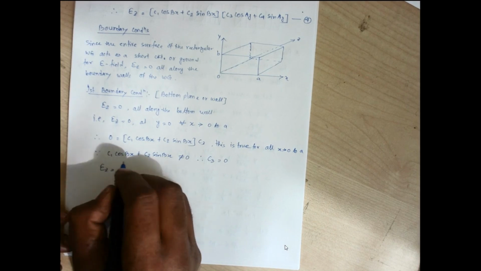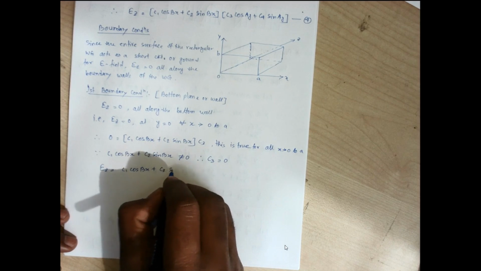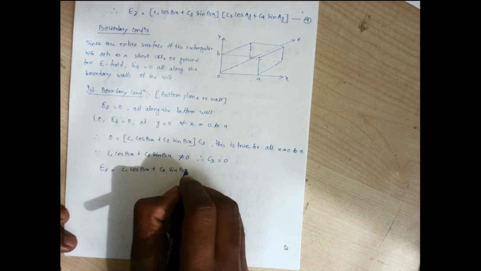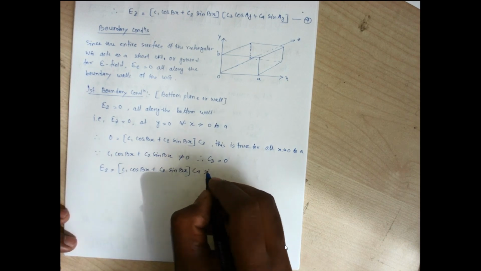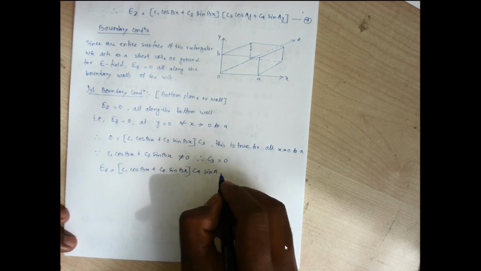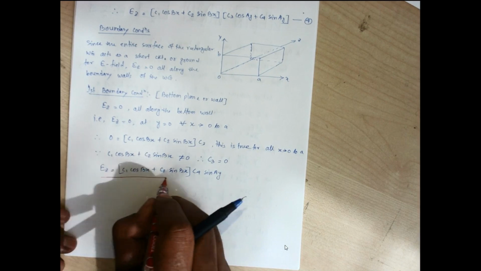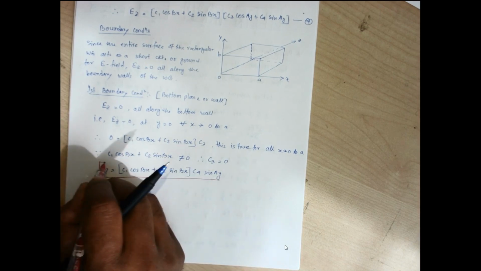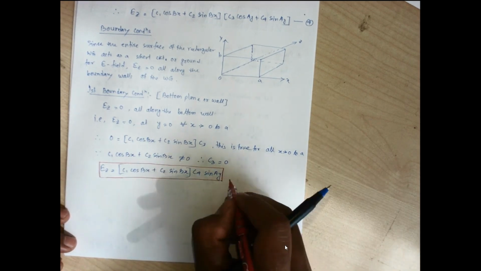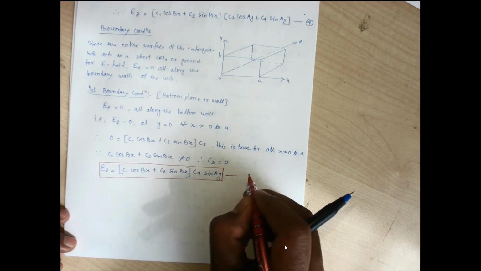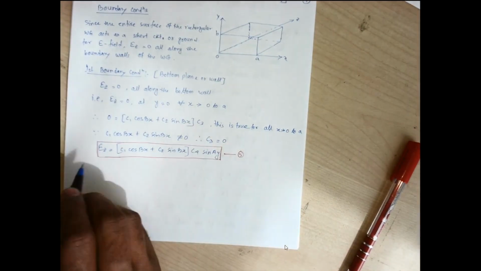So what will be our Ez? Ez is (c1 cos bx plus c2 sin bx) into c4 sin ay. Okay, so up to this we have applied our first boundary condition and we have got this one. So let us take equation number 5. Now we will go with our second boundary condition.